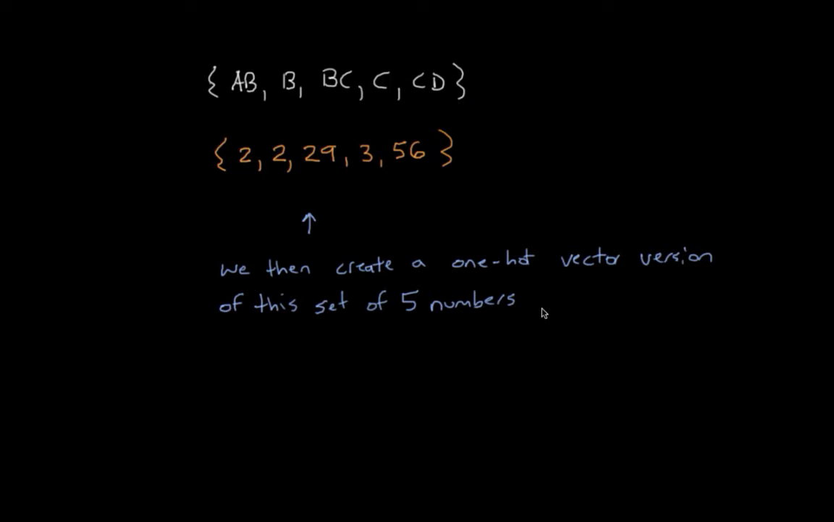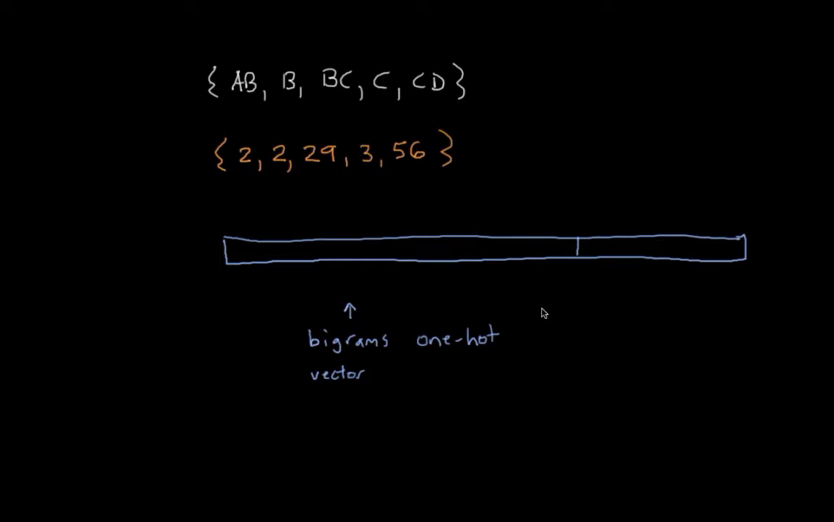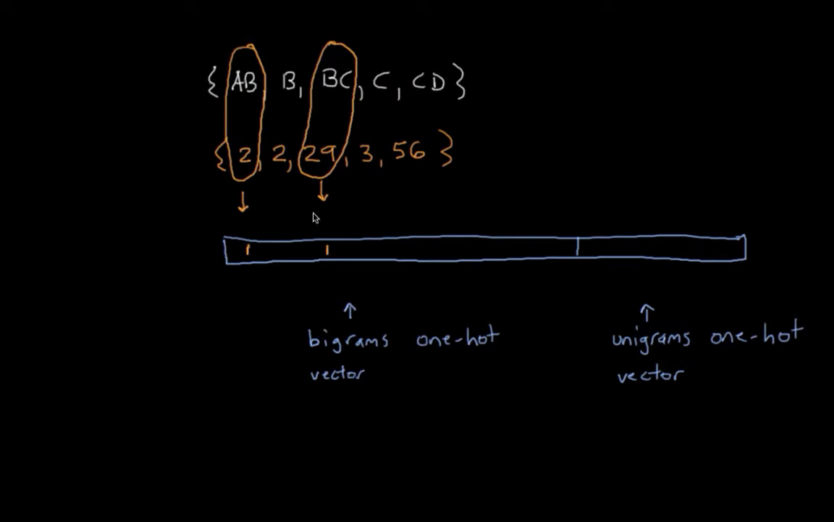The last step is that we're not going to actually feed this list of 5 integers in the decision tree as they appear here. Instead, I'm going to create a big one-hot vector version of this list of 5 numbers. The bigram numbers will be represented with 1s in this left part of the array, and the unigram numbers will be represented with 1s on the right part of the vector. For instance, AB will get a 1 in position 2 in this array, and BC will get a 1 in position 29 of this array, and CD gets a 1 assigned in the position 56 of the array, and then zeros appear everywhere else. So that's a one-hot vector that represents the bigrams in our list of 5 pieces of the ABCD string.